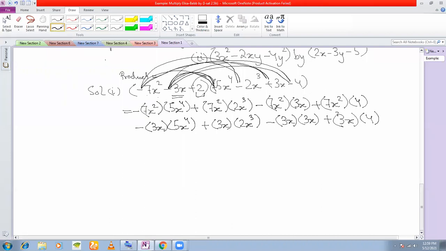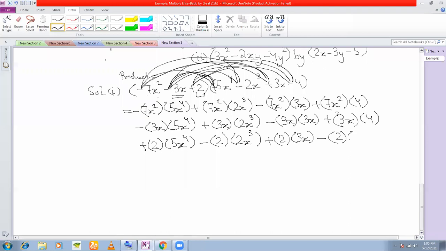So this plus and this plus combine to give you a plus sign 2 into 5x to the power of 4. This plus will combine with this minus to give you a minus sign 2 into 2x cube. This plus sign will combine with this plus sign to give you a plus sign 2 into 3x. This plus will now combine with this minus to give you a minus sign 2 into 4. And now you just need to simplify.